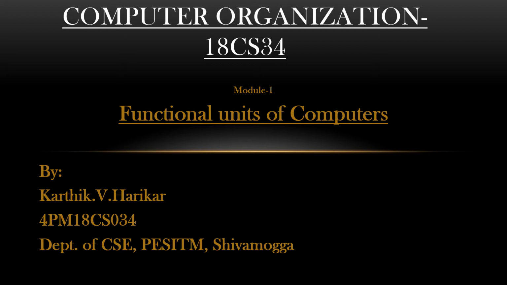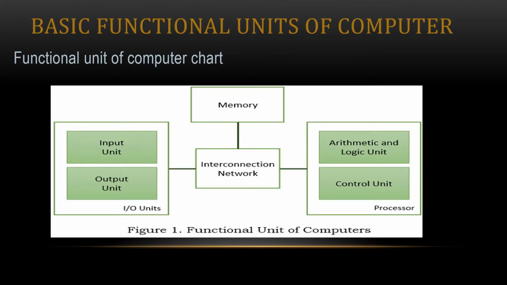Now I'm going to explain about functional units of computers. Let us start with the block diagram. A computer consists of five functionally independent main parts: input, memory, arithmetic and logic, output and control units. Now you can see this diagram.